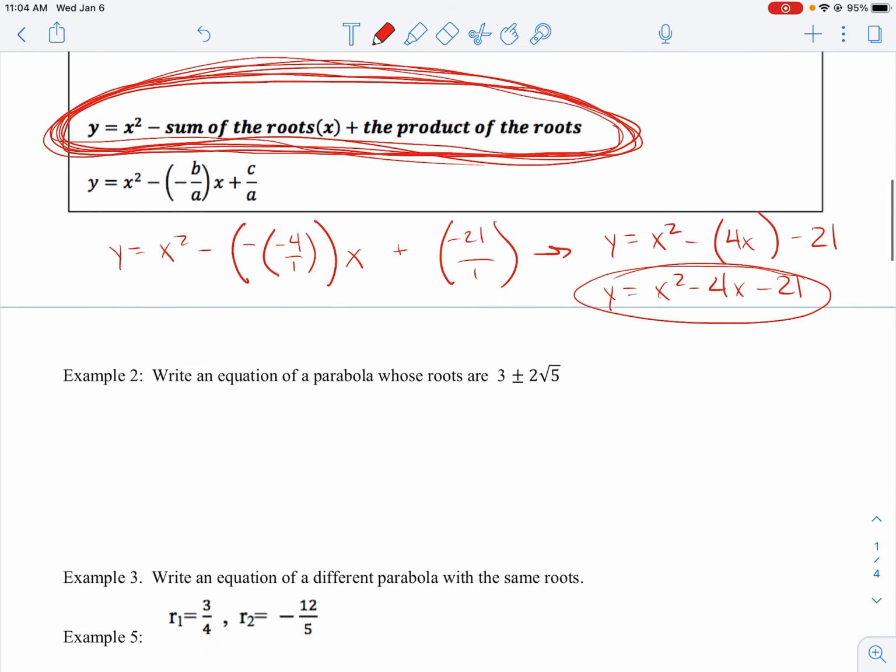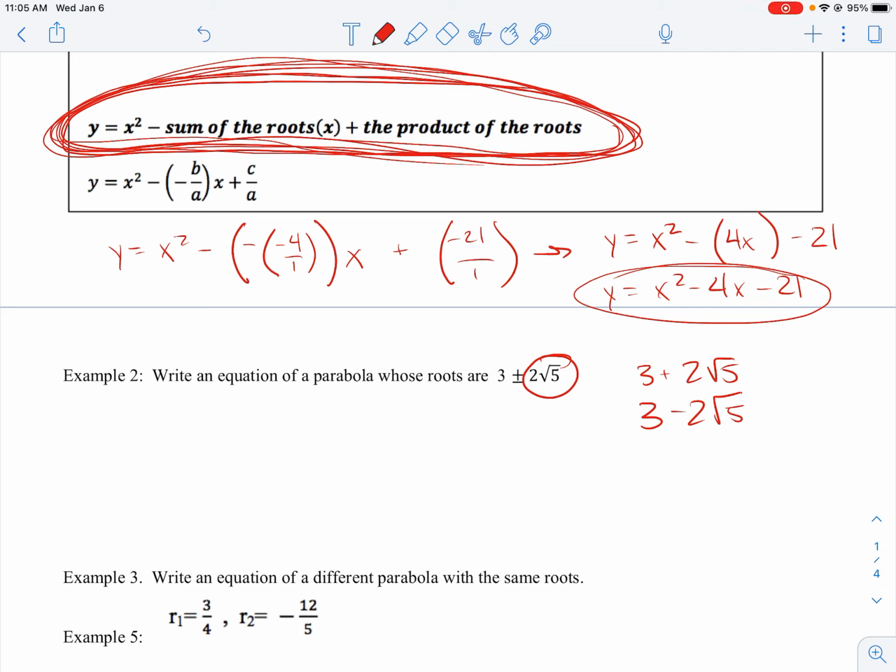All right, now let's put it into practice. Okay, so it says write an equation of a parabola whose roots are this right here. Now again, they were nice enough to let us know that these are conjugate pairs. Okay, but remember, if you got that radical there, okay, if they just put 3 plus 2 square root 5, we would have to assume that we also have 3 minus 2 square root 5.